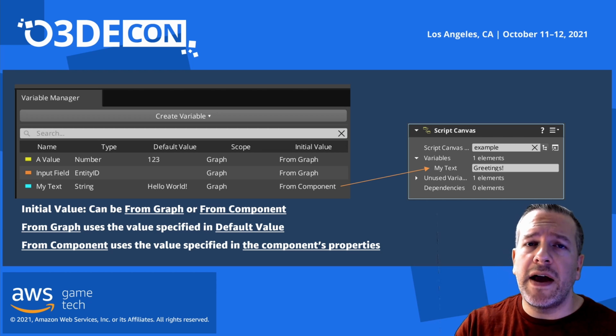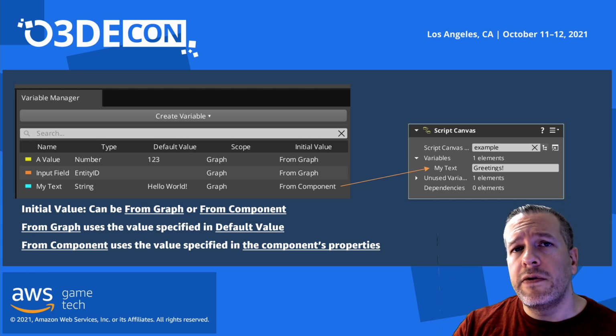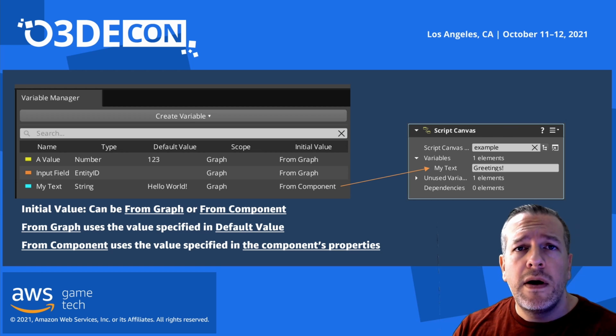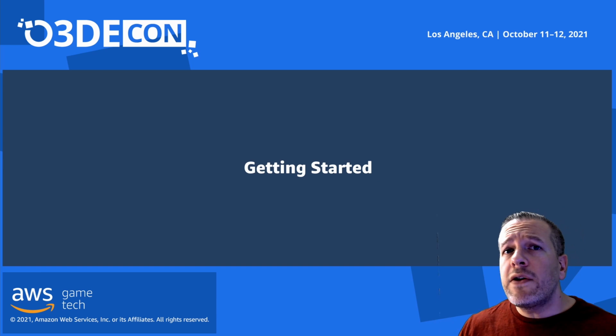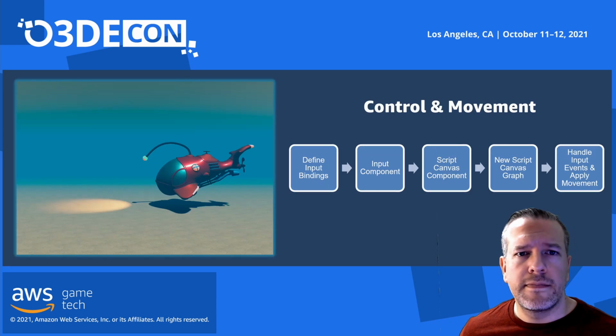So if we go back and select the entity that has a Script Canvas component, those variables that you marked as from component will be visible, and you will be able to override them on an instance per instance basis. So that covers the key concepts that I wanted to talk about, and we're ready to get started.